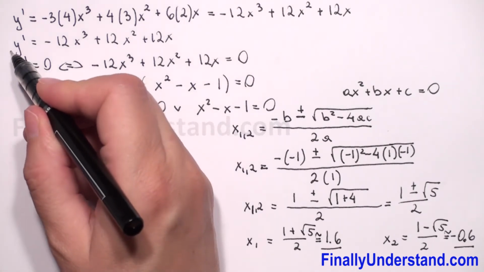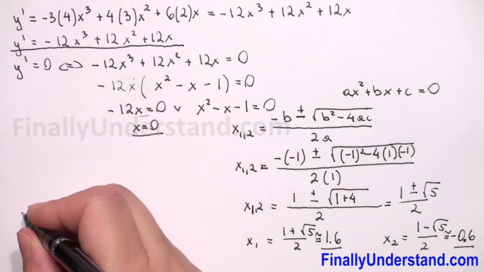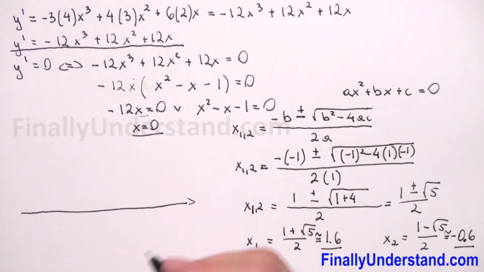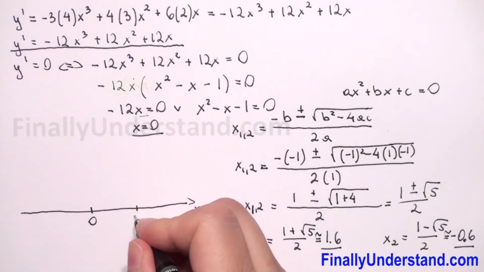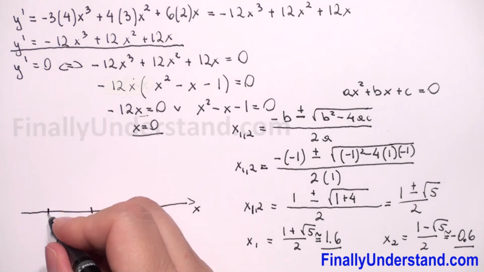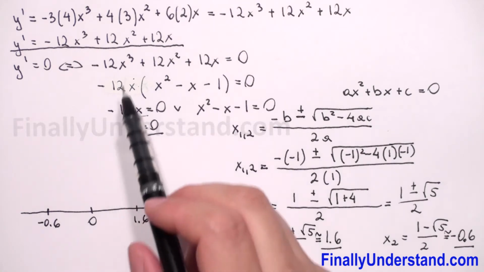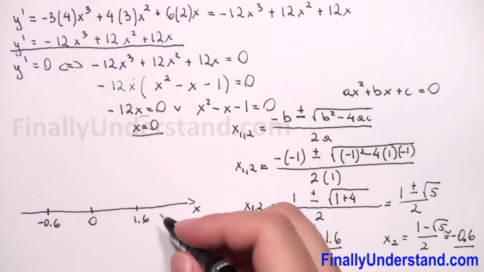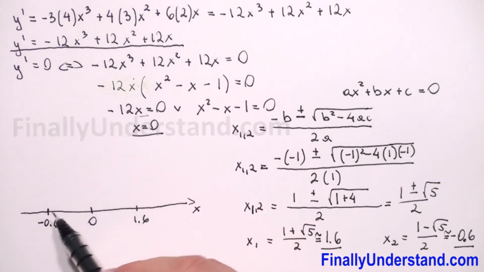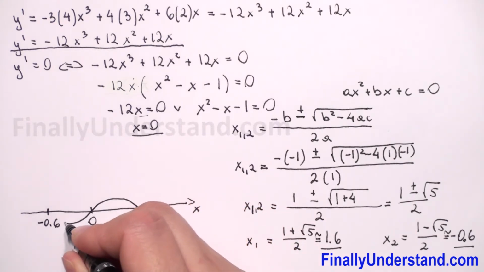We just sketch this graph. We have the roots, so on the x-axis we have 0, we have 1.6, and we have negative 0.6. We know that the coefficient before the highest power is negative. It means we have to start to draw the graph from negative values, and because these roots repeat only one time, it means we just pass through these points.